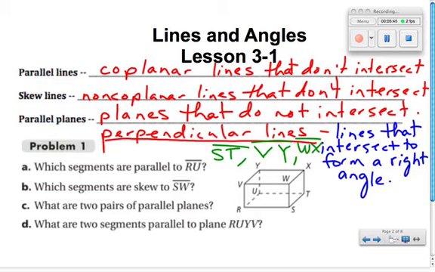And some of you may be internally responding to that as, whoa, Mrs. Clouse, I don't see WX on a plane with RU. And no, there isn't a plane in that diagram drawn with WX and RU in it. But can you see that one could exist? Do you see that there could be a plane cutting diagonally through this box, and RU and WX would both be on it? Okay. In part B, we're being asked for segments skew to SW.